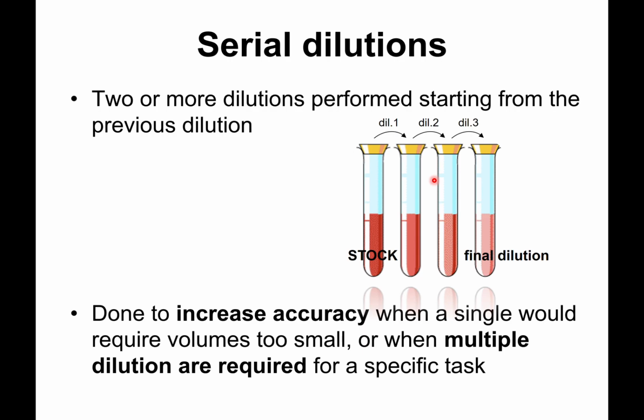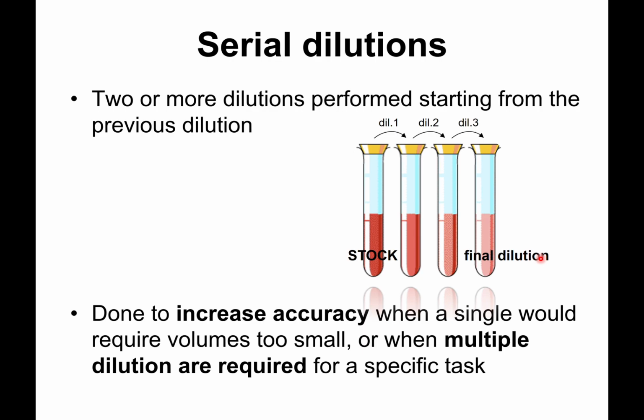The main one is that oftentimes they allow you to be more accurate in the final dilution, particularly when you have a very big dilution factor, like 1 in a million. These will force you many times to take a very small volume of stock, which will be very inaccurate to take. So it's better to break it down into multiple dilutions. I'll show you an example in the next slide.